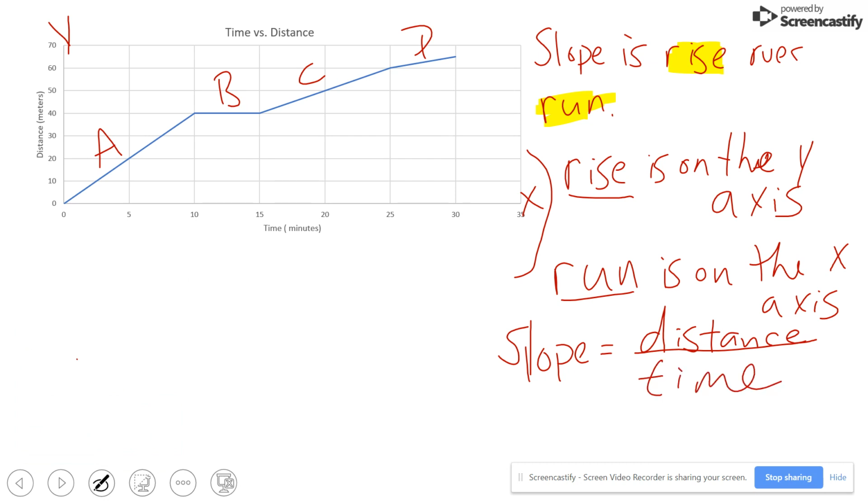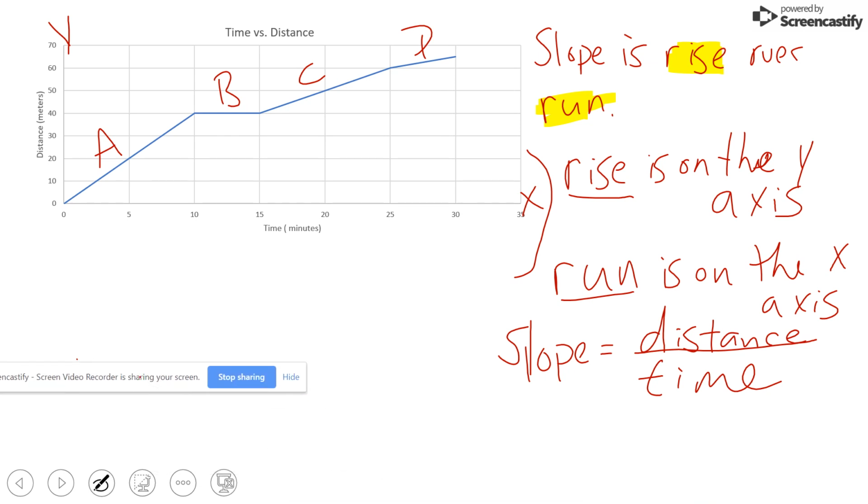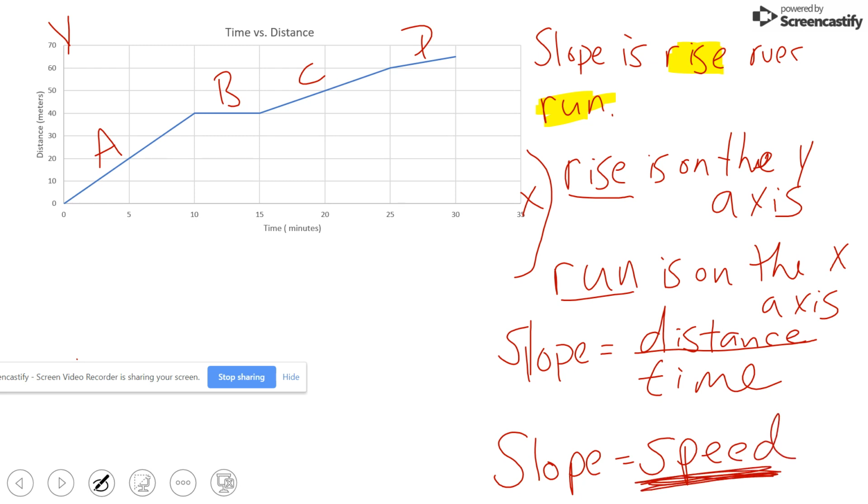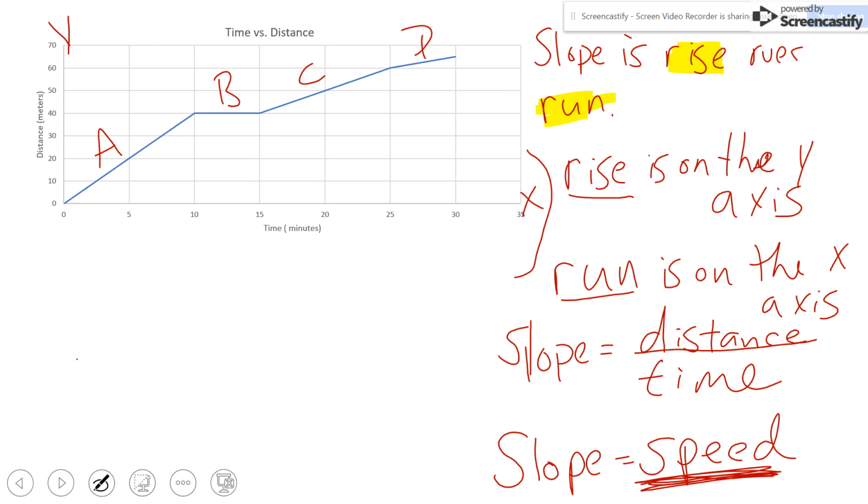And what we have just learned is that distance over time would be our speed. So that means the slope of this line is going to tell us what our speed is at these different intervals. Okay.